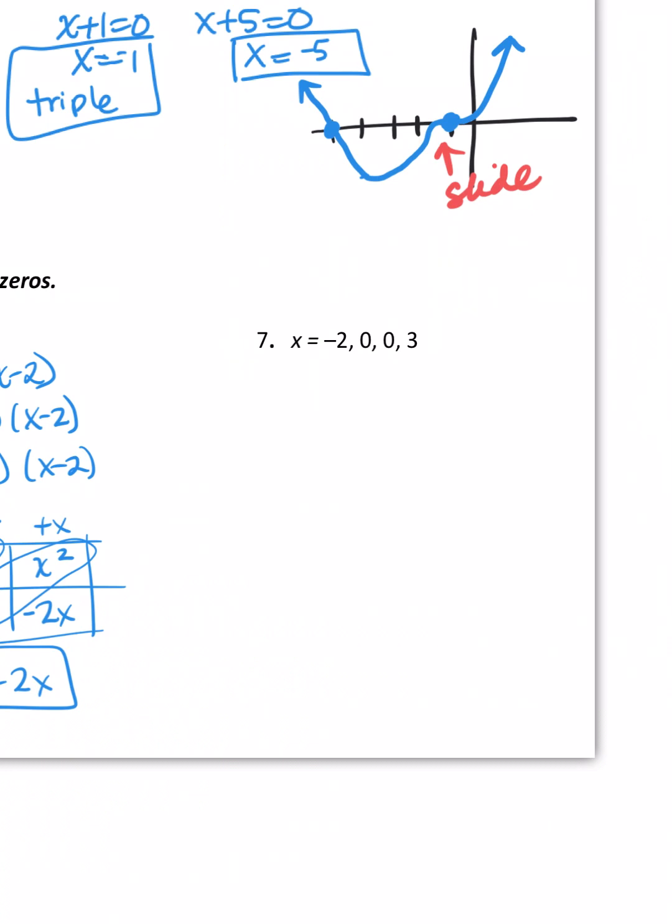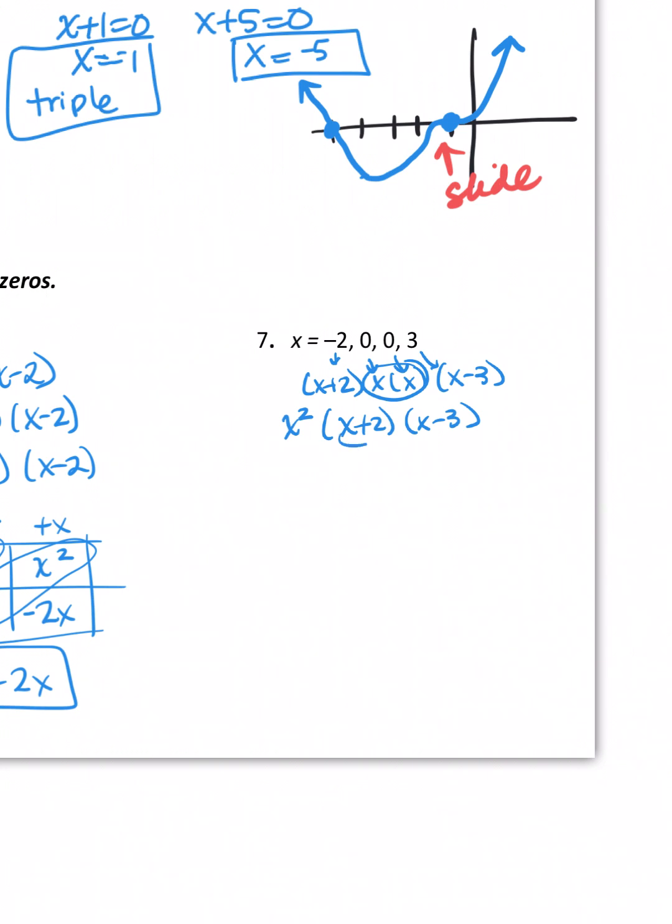Last one. All right, notice this one. Well, what kind of factor gives me negative 2? Well, an x plus 2. What gives me a 0? An x. What gives me another 0? Another x. What gives me a 3? X minus 3. So I'm just going to combine these two and make them x squared. And then I'm just going to rearrange. So I put my binomials together.